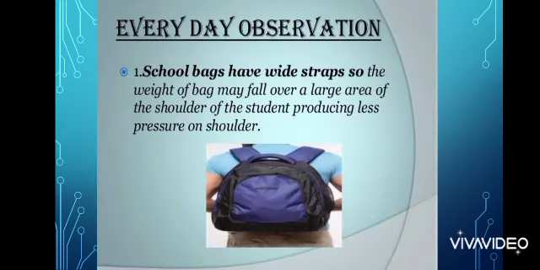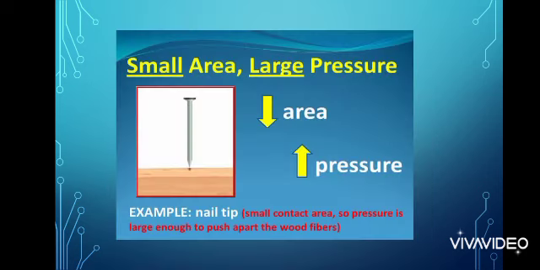Now we can explain the answer to the question, why school bags have wide straps. School bags have wide straps so the weight of the bag may fall over a large area of the shoulder of the student, producing less pressure on the shoulder. Like that, we can find a lot of examples for this. When area is small, the pressure will be large.